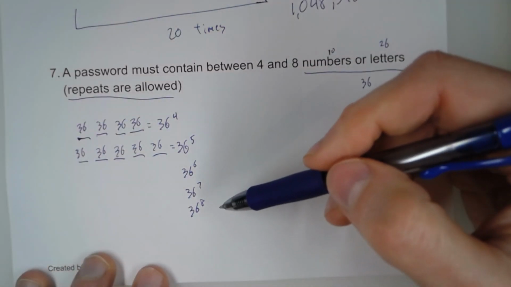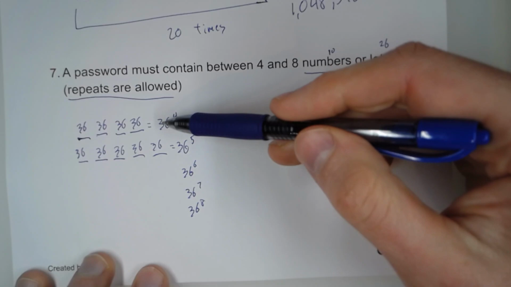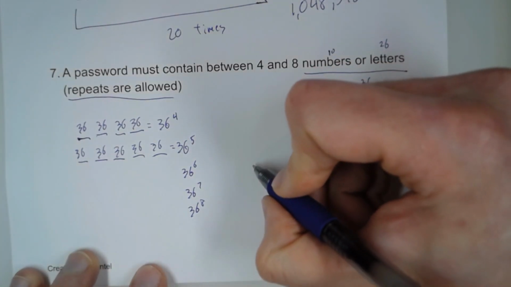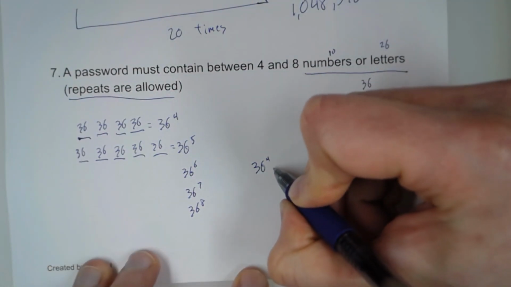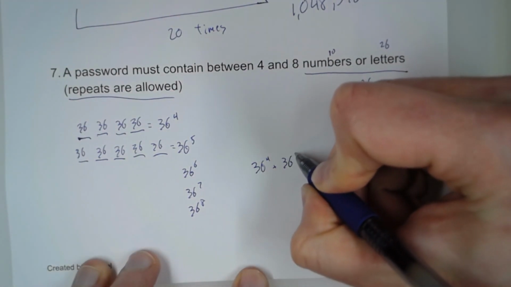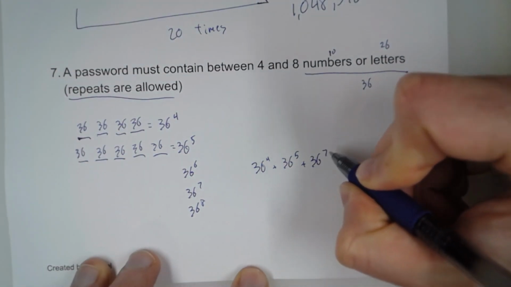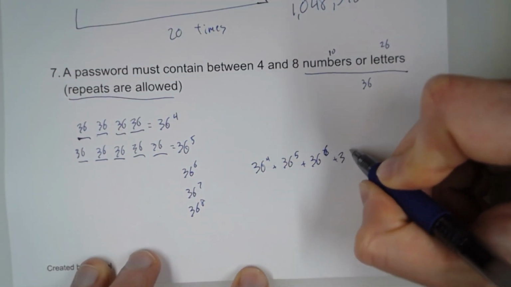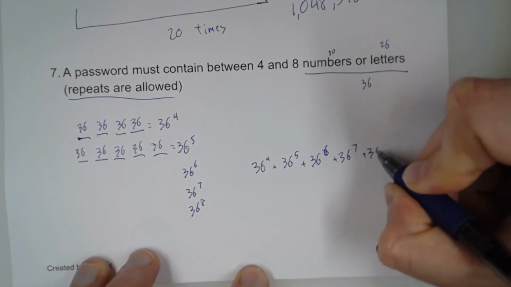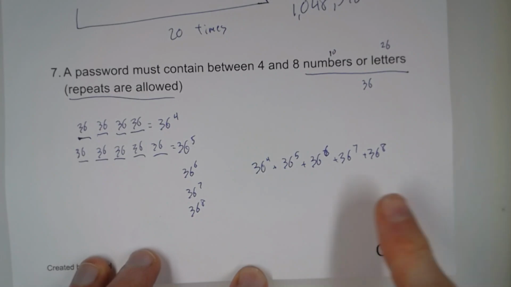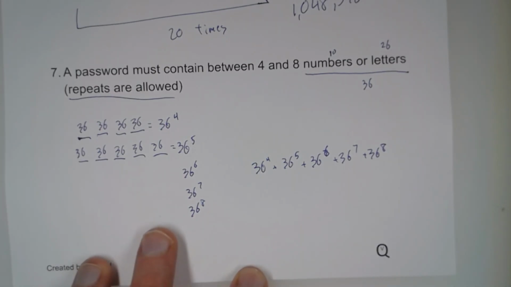Now, these can't happen at the same time. And so when I count these, I have to add them up. So 36 to the fourth, plus 36 to the fifth, plus 36 to the sixth, plus 36 to the seventh, plus 36 to the eighth power. And I'm not going to use a calculator because that's going to be a very, very large number. And it's much simpler just to write it exactly like this.